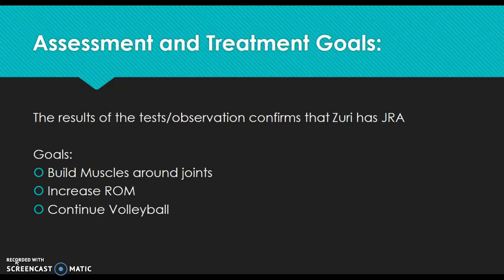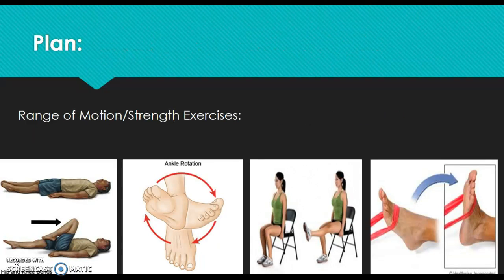Our goals for Zuri is for her to continue playing volleyball. We also want Zuri to continue to build muscle around her knees and ankles to help support her joints and reduce stiffness in those joints. We also want to continue to increase her range of motion. These are 4 range of motion and strength exercises that I would suggest for Zuri.